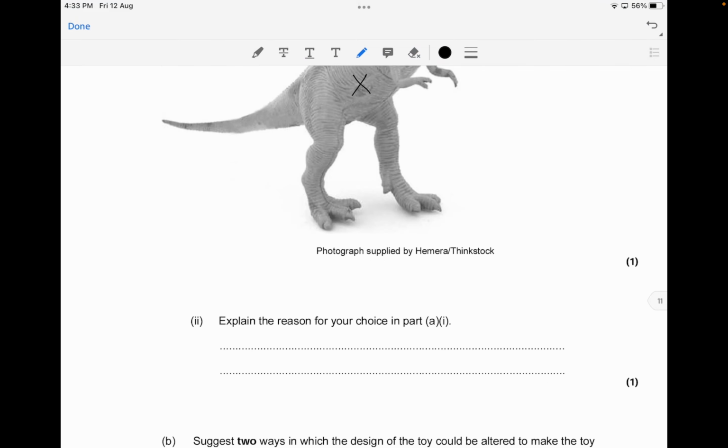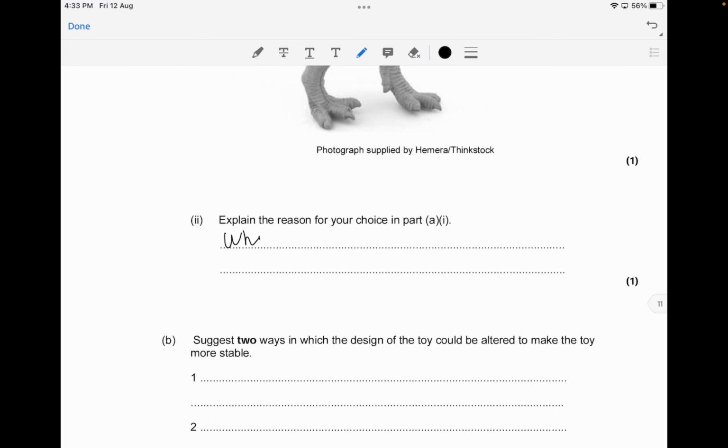Alright, so this is explain the reason. Like I said, it is where all the mass seems to be concentrated. That's going to be your answer. Basically, center of mass just means it's a point where the mass may be thought to be concentrated. That's going to be your answer. Alright, let's move on. Next question.